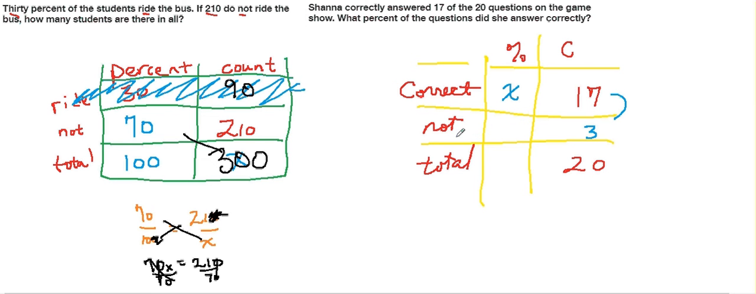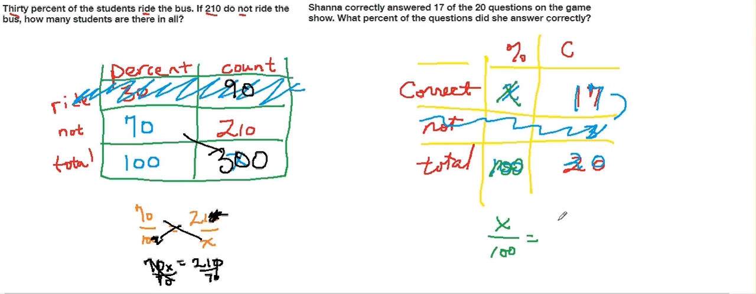Okay, if she answered 17 right, then we can figure this is 3, right? 20 minus 17. And we know total percent is always 100. We actually don't even need that though. That was just a fun little fact I had there. So you turn this into a proportion again. And this goes down here. Solve by cross products. I'll do it better this time.